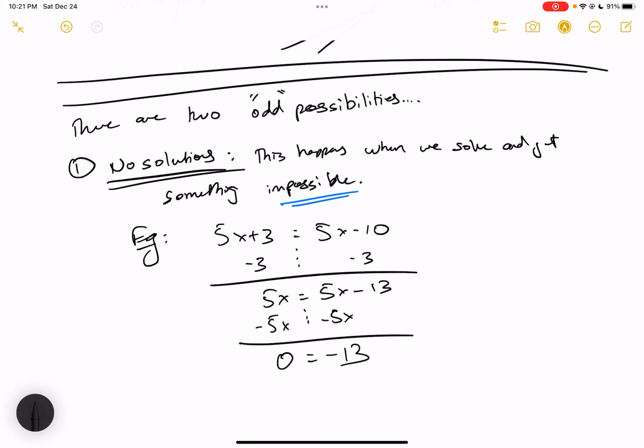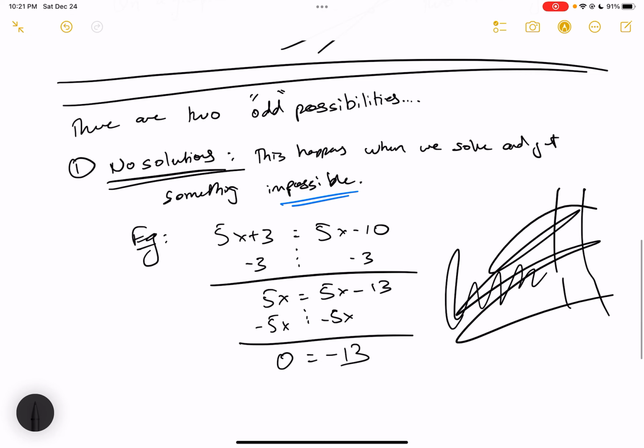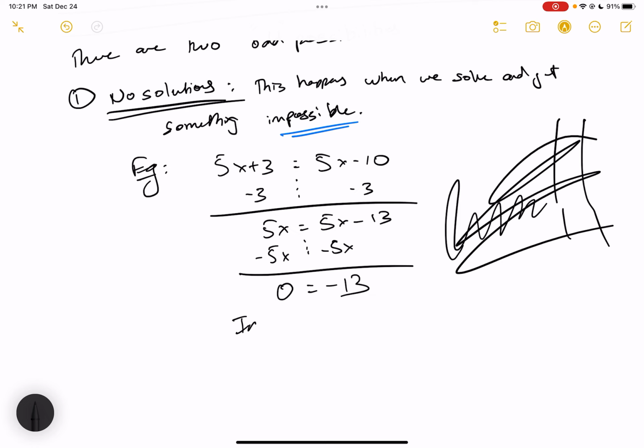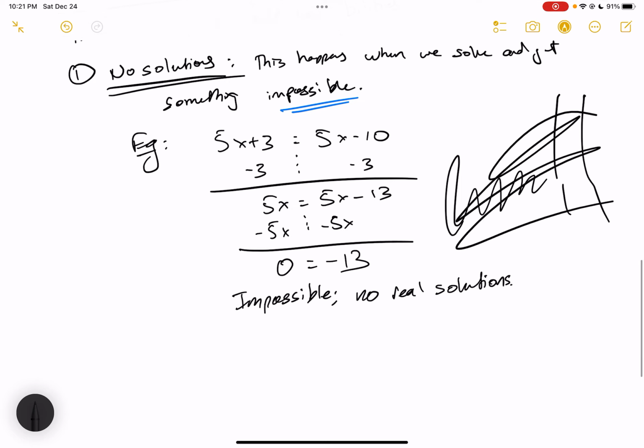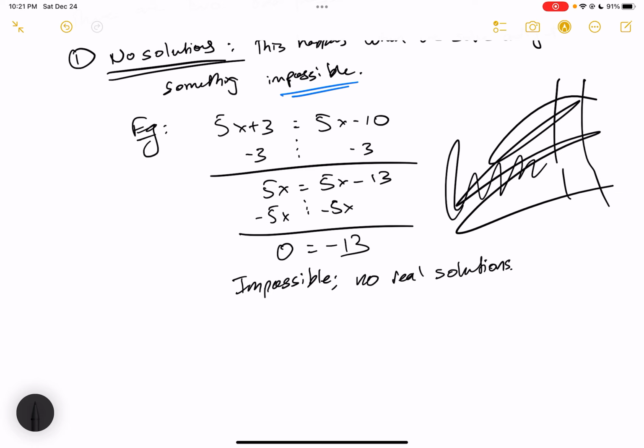The world is exploding! Anarchy has risen! Run! No, I'm kidding. No running. No, instead, what you can say is that this is impossible. So there is no, let's be a little bit more specific right here, no real solutions. The reason I'm making that specification of no real solutions is because we do have things called imaginary numbers, and we might end up with stuff like that with some equations, but in this case, no. No real number solutions.